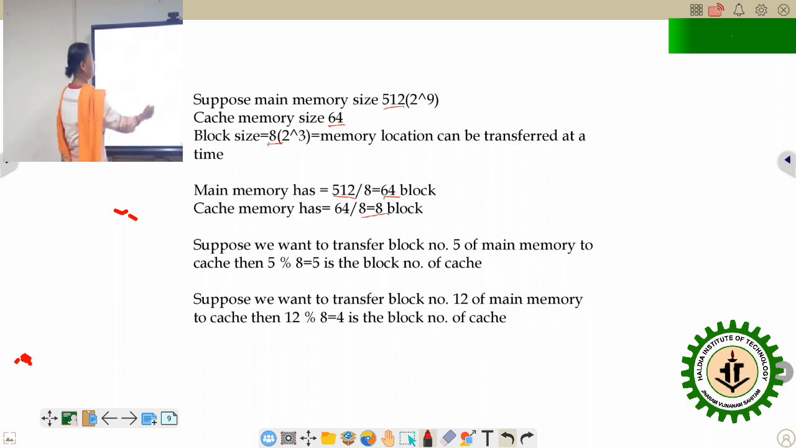Now we want to transfer block number 5 of main memory to the cache. Then how to transfer? Calculate 5 modulo 8, which returns 5, and 12 modulo 8, which returns 4. So 5 is the block number of the cache, and for 12 it returns 4. So this is the block number of the cache.